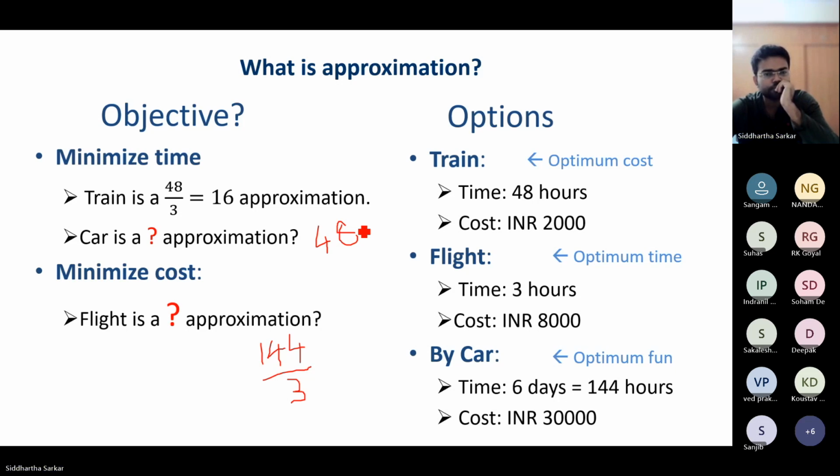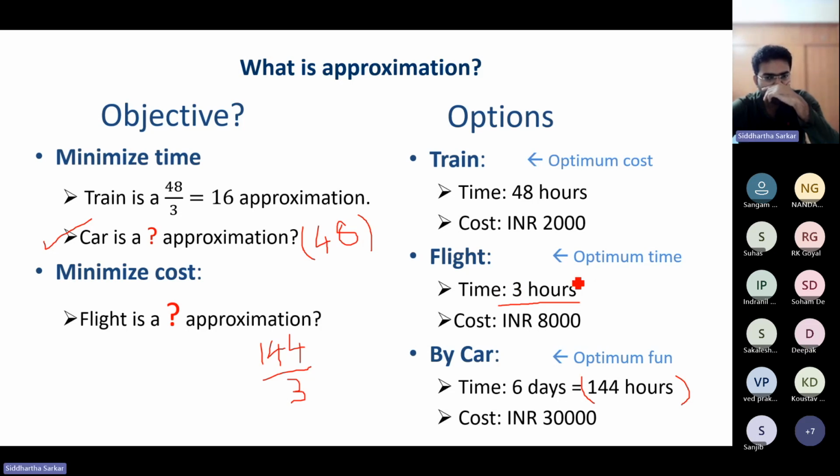Okay. But we are guaranteed that this is the case. Okay. So with the assumption that the car is not going to take more than 144 hours, and with the assumption that the flight takes at least 3 hours, choosing car for minimizing time will be, in the worst case, 48 factor away from the optimal. All right. So there is a guarantee.